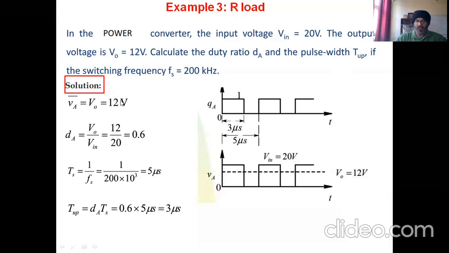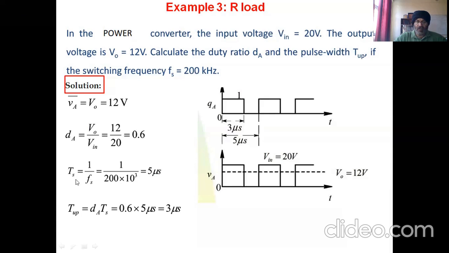The output voltage is given as 12 volts. As we calculated in lecture 2, the output voltage is always the input voltage multiplied by the duty ratio. For the moment, you must understand this, and later, when we do DC to DC power converters, we can see in detail how duty ratio is actually measured. So output voltage equals input voltage multiplied by the duty ratio. We get a duty ratio of 0.6.